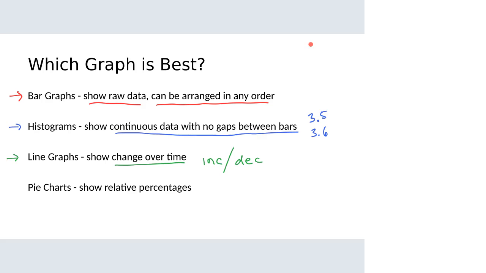And then finally, pie charts. Pie charts show us relative percentages or relative proportions. We can't see the raw data, but we can see big conclusions at a quick glance, which is the most, which is the least, is something more than half, is something about 1/4. Those kinds of relative percentages and proportions are what we can see in a pie chart. So make sure that you know what each type of graph is best at.